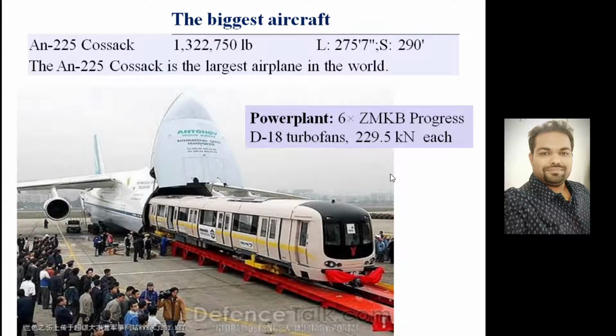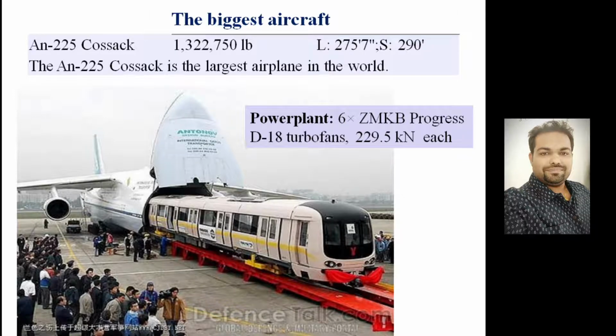So if we look at the application of the turbofan, this is the famous application, the biggest aircraft, Antonov 225 Mriya. It has two variants: one is Antonov 225 Cossack, another is called Mriya. It is a strategic airlift cargo aircraft that was designed by the Antonov Design Bureau in the Ukrainian SSR within the Soviet Union during the 1980s.